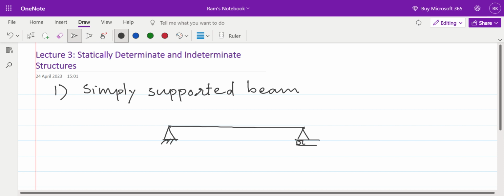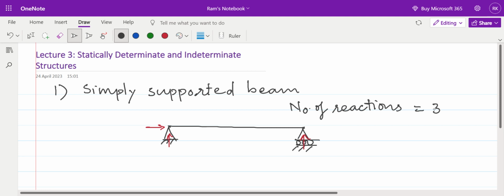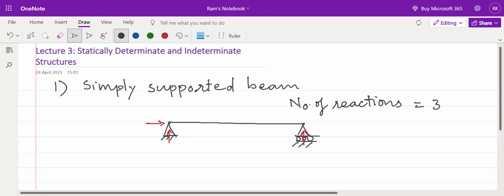Now, how many reactions, as we saw in our previous lectures? The number of possible reactions for a hinge support is 2, and for a roller support the number of possible reactions is 1. So the total number of reactions is equal to 3. In the case of a simply supported beam, the total number of reactions is equal to 3. This is one type of beam we have seen.